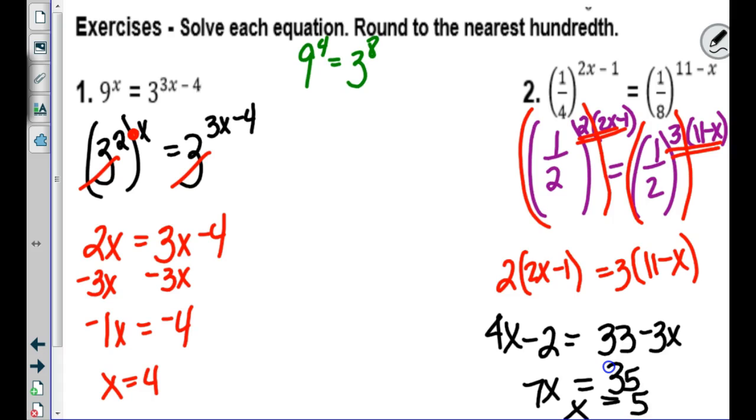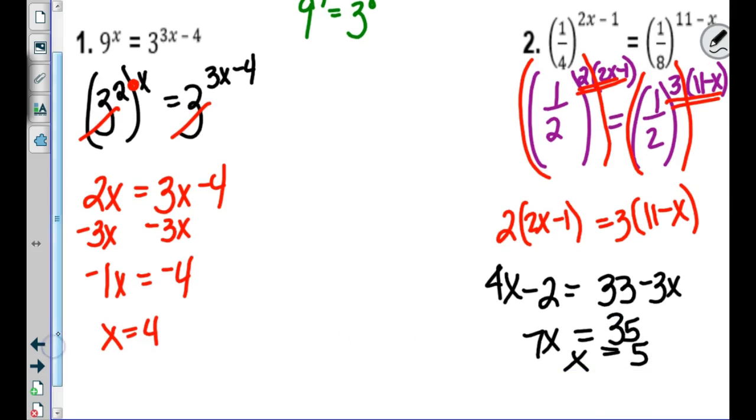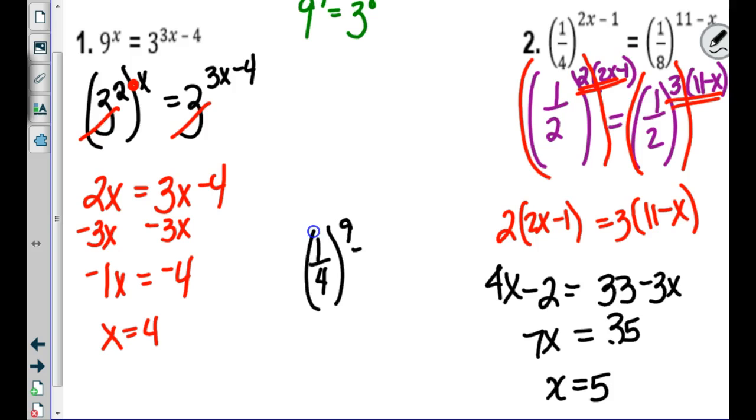Anybody else get plain old 5? Did anyone else get x equals 5? How's that? Okay, so if I plugged it back in, I would have 1/4 to the 10 minus 1 is 9. And over here, 1/8 to the 11 minus 5 is 6. And you could type those in your calculator and make sure they're equivalent.